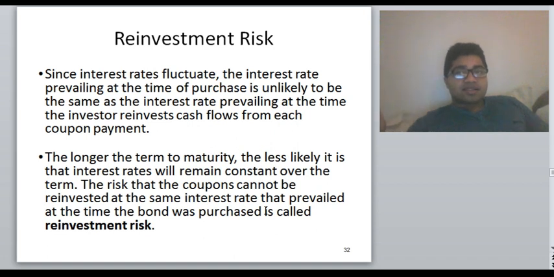Reinvestment risk increases if the coupon payments are high. The longer the term to maturity, the less likely it is that the interest rate will remain constant over the term. The risk that coupons cannot be reinvested at the interest rates that prevailed on the bond is called reinvestment risk.